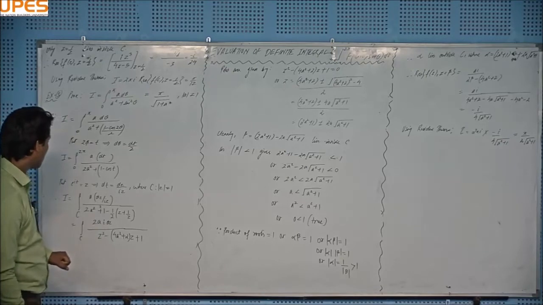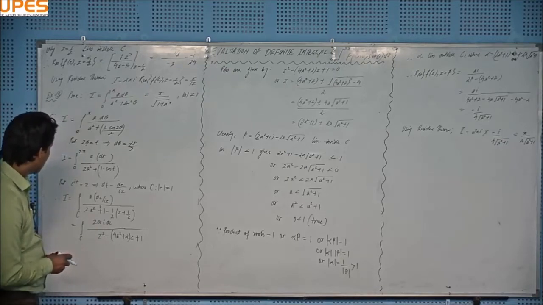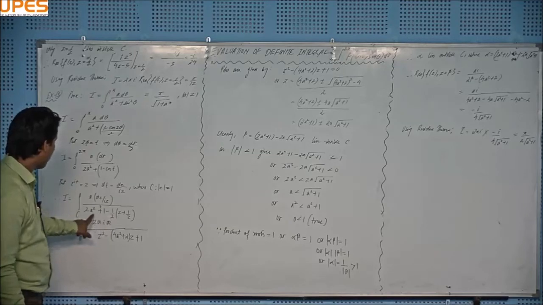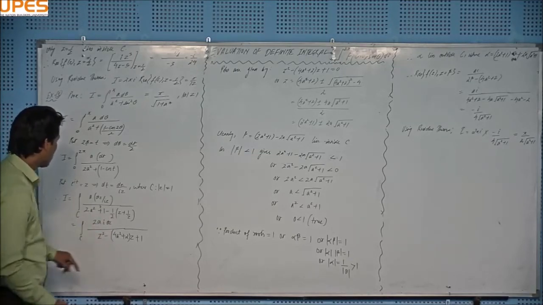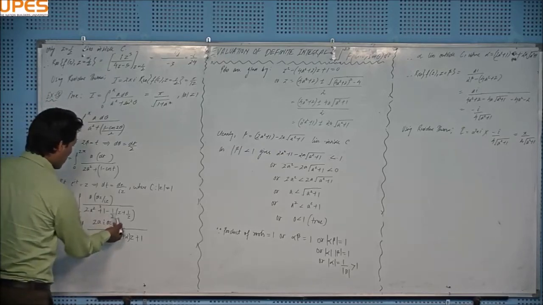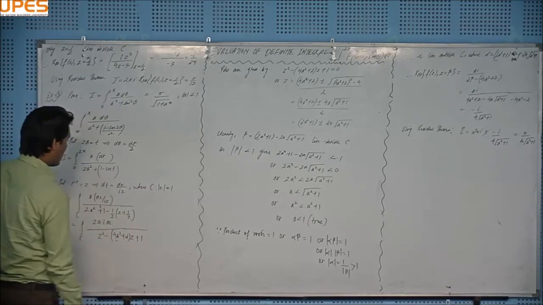Should it be plus 1 or plus 2? Because that was 2. If I take the LCM, then it will be 4a square, that is correct. Okay, this term is correct. And this will become minus z square. This will become minus 1. Okay, that is fine. Okay, now it is fine.